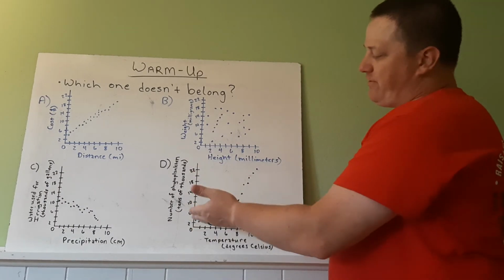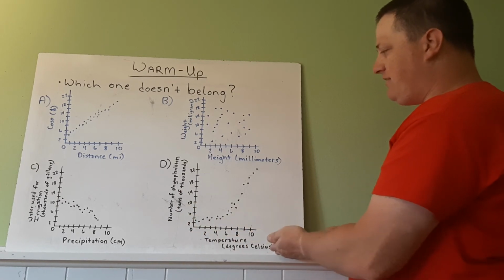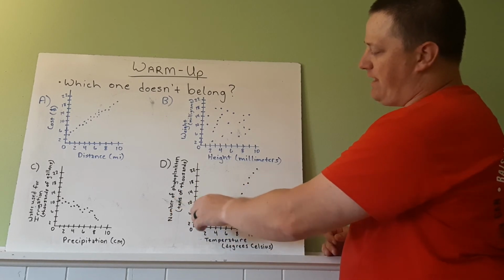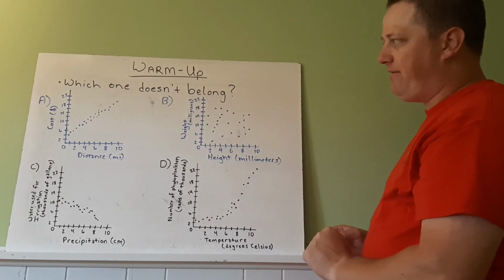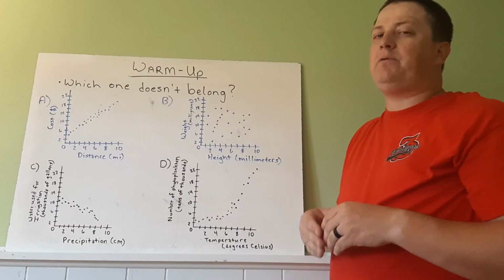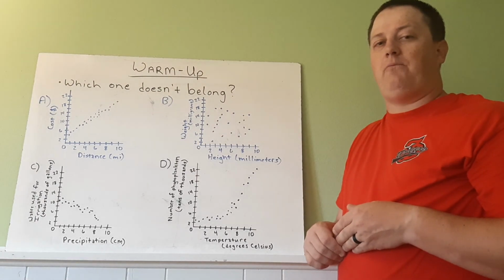All right, and then for D, we have the X being temperature in degrees Celsius and the Y being number of phytoplankton in tens of thousands, and then here's the graph. So decide which one you think doesn't belong, give your explanation why you chose it, and then that's going to start our conversation tomorrow. Thanks.